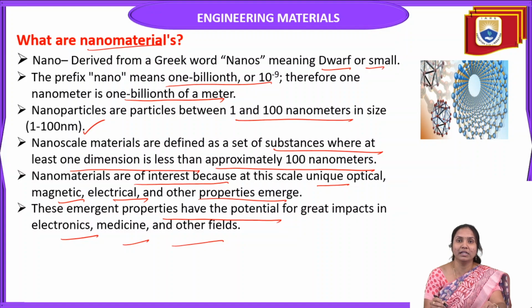So nanomaterials or nanoparticles have sizes between 1 nanometer and 100 nanometers. From the Greek, nano means dwarf or small. The particle size is very small, and it plays an important role in this growing technology.